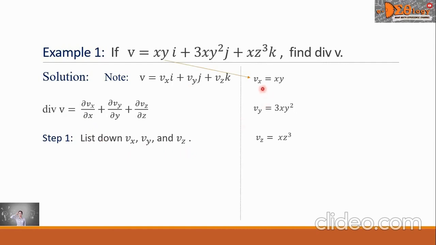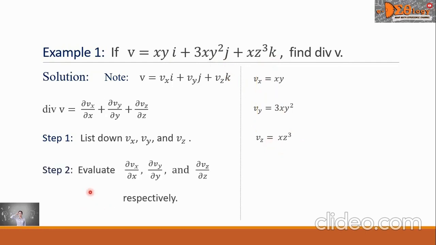So the v sub x is equal to the coefficient of i, that is xy. V sub y is equal to the coefficient of j, and that is 3xy squared. Then v sub z, coefficient of k, we write here xz cubed. Step 2. Evaluate the partial derivatives respectively.